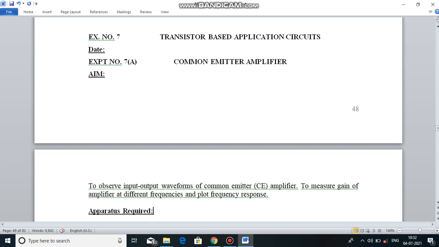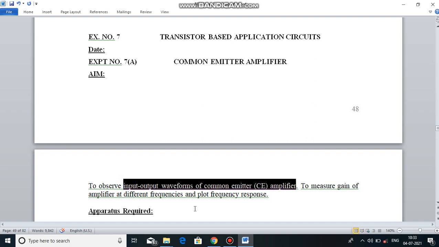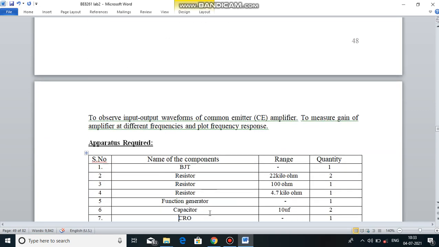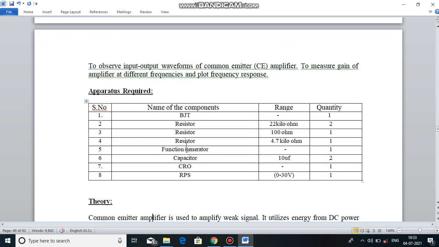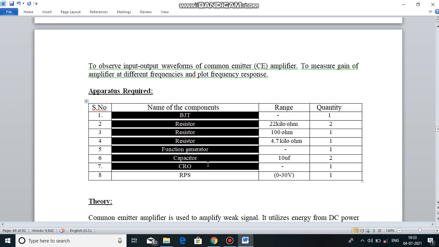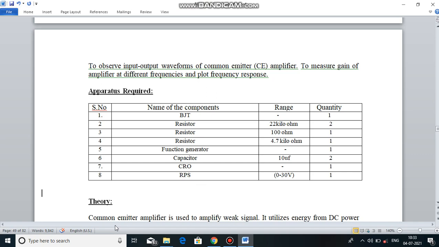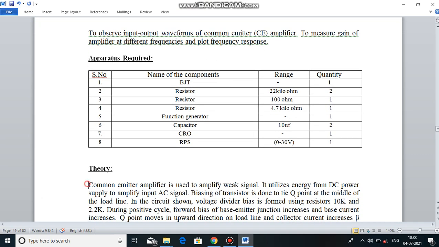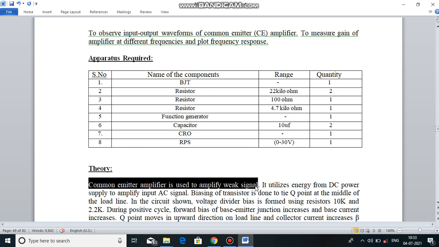The aim of this experiment is to observe the input-output waveforms of the common emitter amplifier, to measure the gain of the amplifier at different frequencies, and to plot the frequency response. The apparatus required for conducting this experiment are transistor, resistor, function generator, capacitor, CRO and RPS. As I said previously, the common emitter amplifier is used to amplify weak signals.